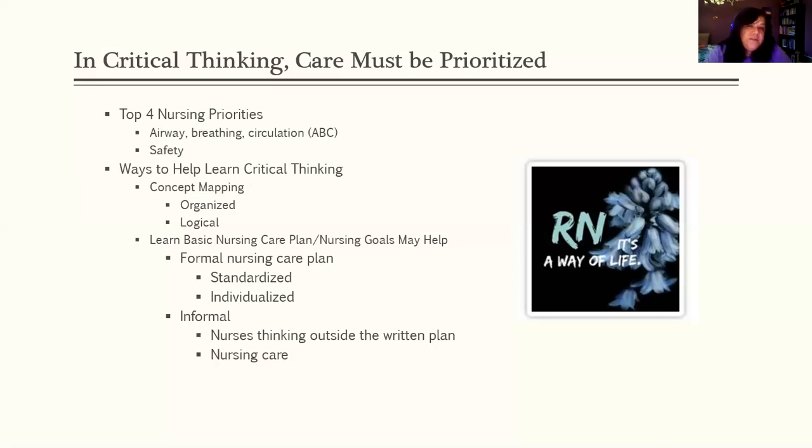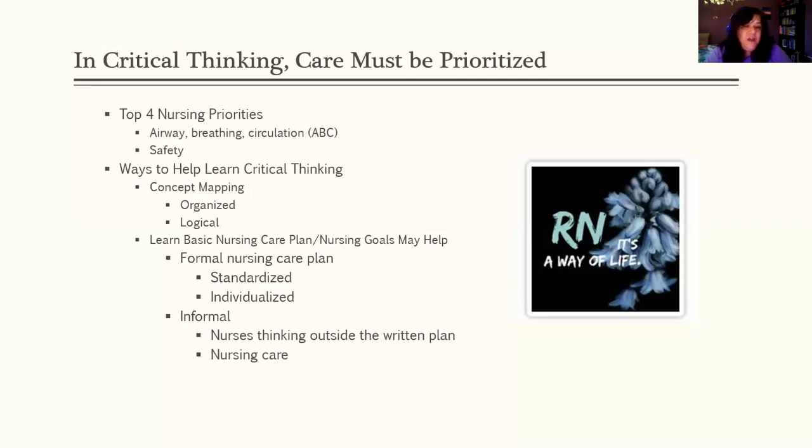So you have 2 kinds of nursing care plans. The informal ones are just the things that the nurse thinks, standards of care that we know that we need to do. There's also a formal nursing care plan. Now there's 2 types of those. You have your standardized plan and your individualized plan.